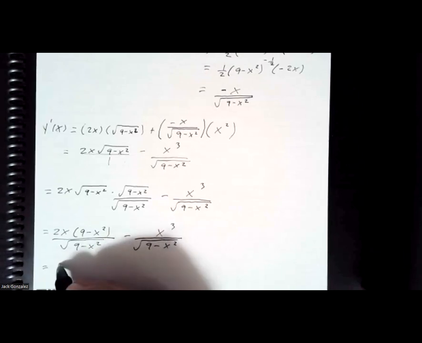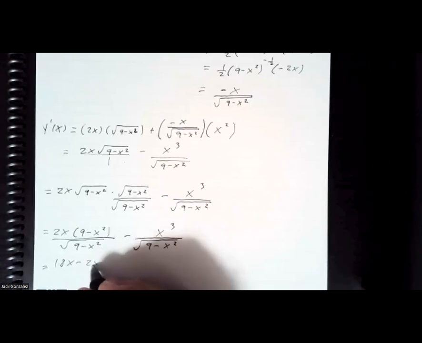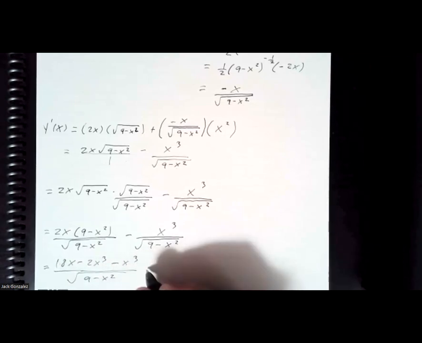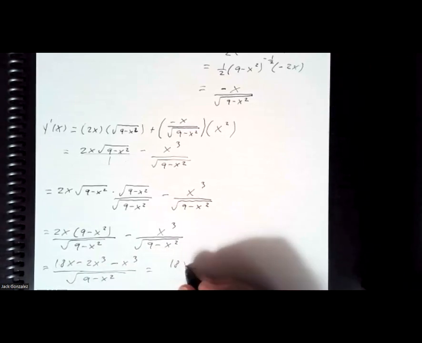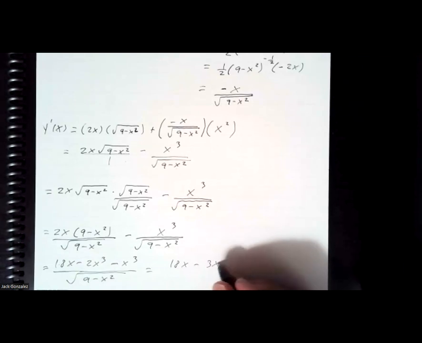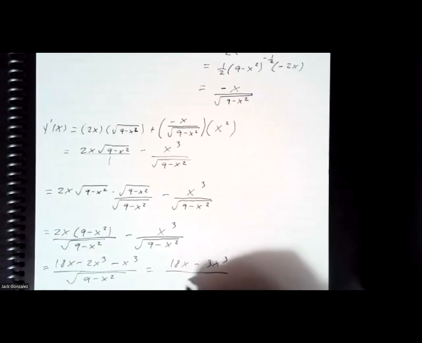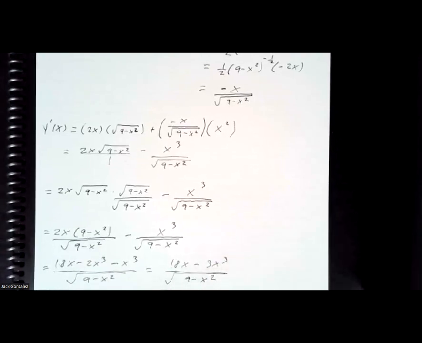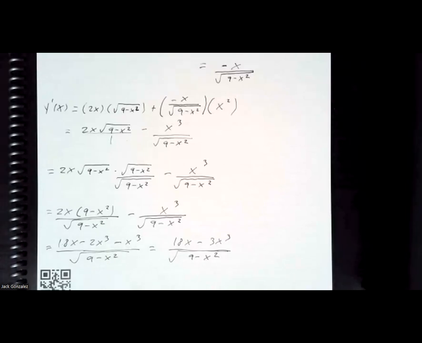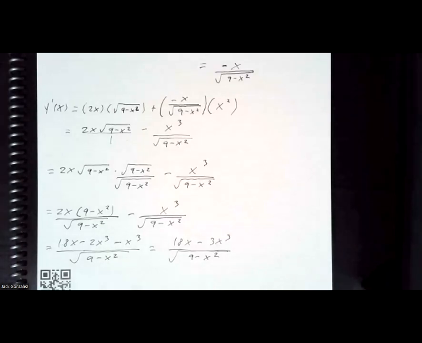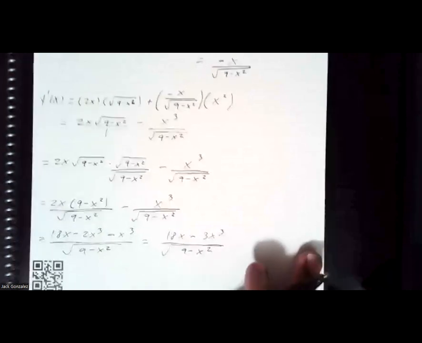See? Yes. Okay, at this point, you can distribute the first part and then combine the fractions. So this will be 18x minus 2x cubed minus x cubed over. And just go ahead and put out the same denominator. So that gives us 18x minus 3x cubed over this, right? Yep.